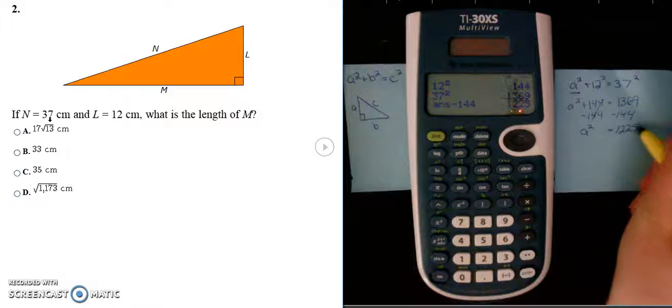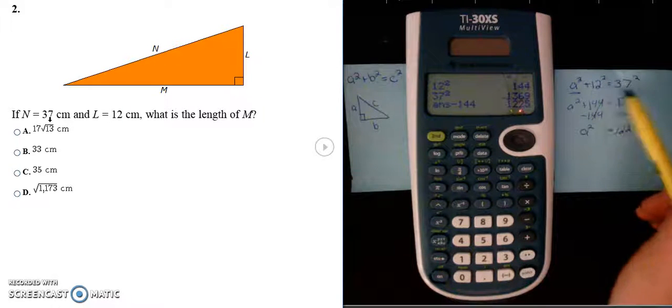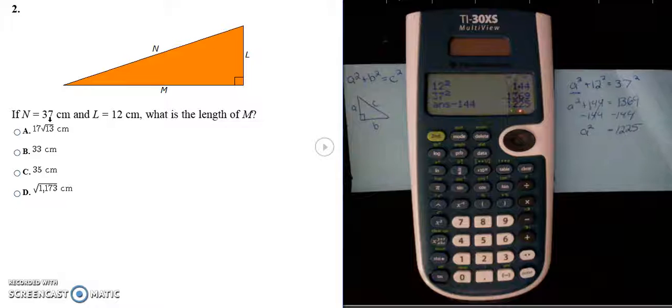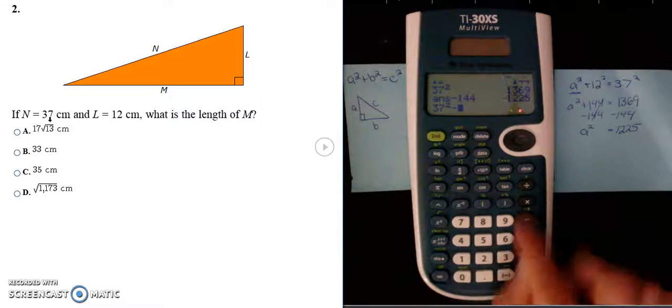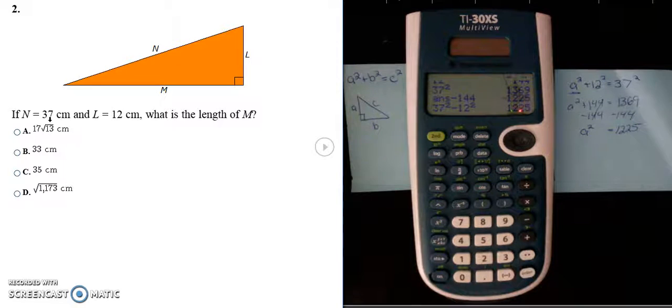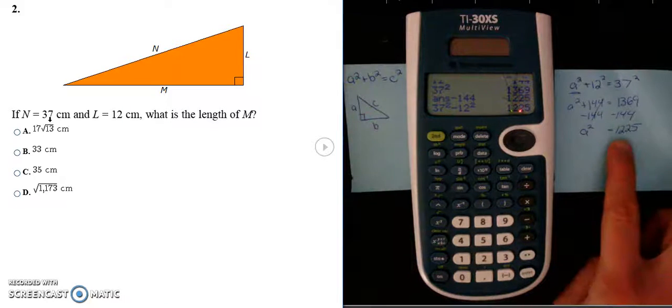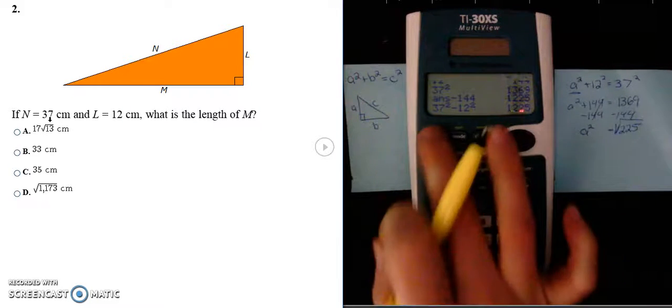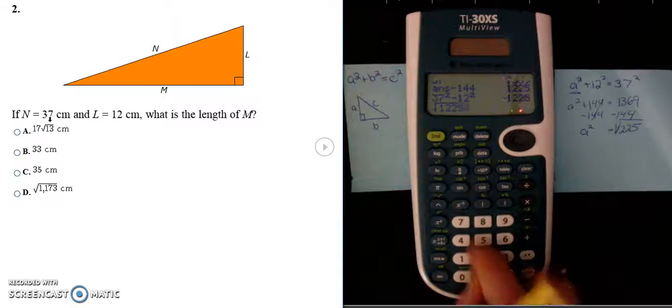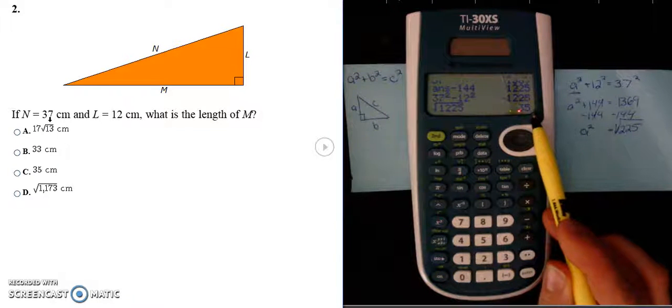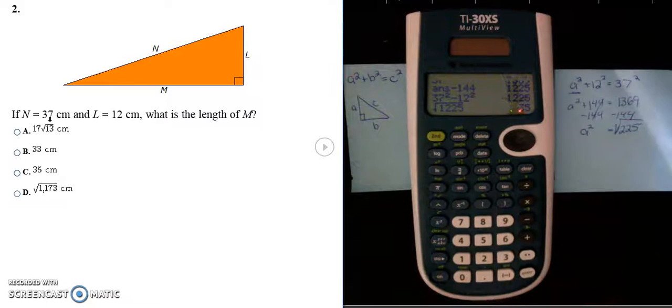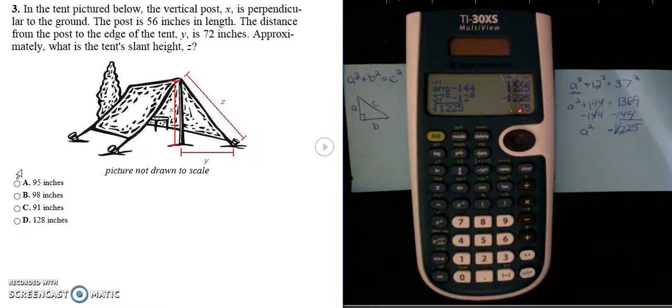Now, if you had realized right off the bat that you were going to have to subtract the squares of the hypotenuse and the leg, you could have typed in 37 squared minus 12 squared, and that will also give you that 1225. And then your last step is to take the square root of that 1225. So I'm going to press second, square root, 1225, and I press enter, and that answer is 35. So 35 is going to be the length of my leg M, and choice C is going to be my final answer. Here's another Pythagorean Theorem problem.